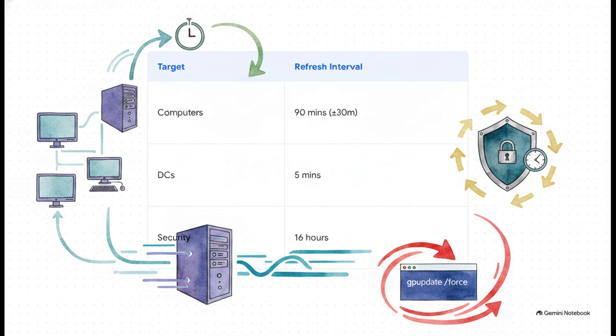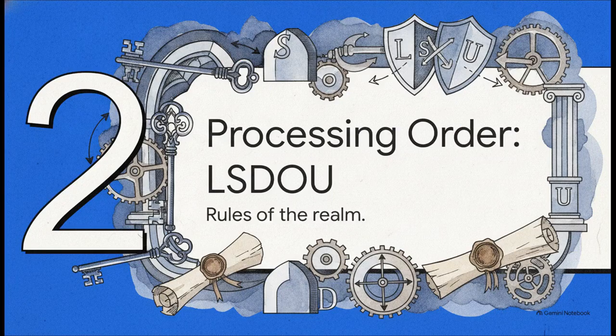Now, if you're testing something and just can't wait 90 minutes, you can always force an immediate refresh on a client machine. Just pop open a command prompt and run gpupdate /force. Moving right along to Section 2, GPO Processing Order, or LSDOU.